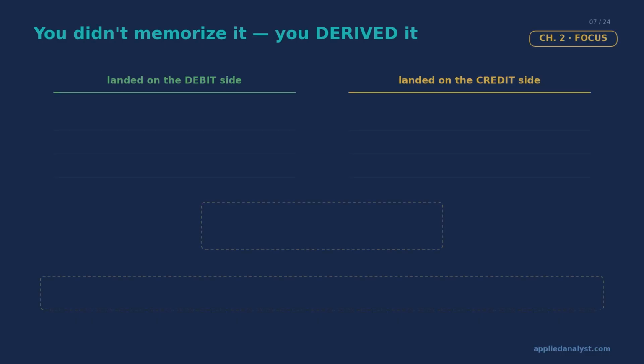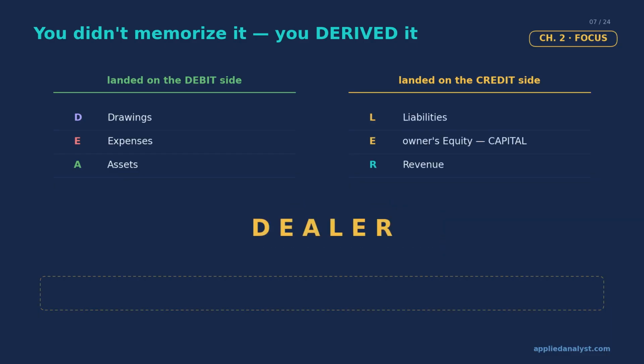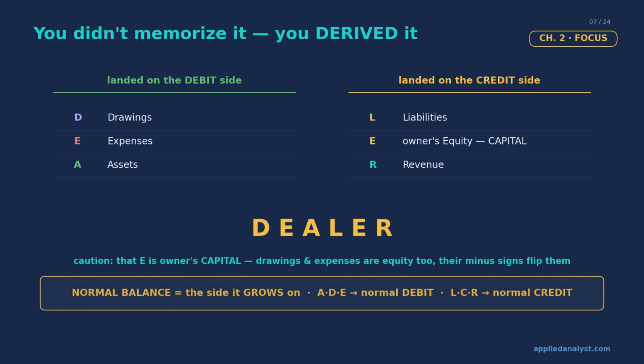Notice what just happened. Assets, drawings, and expenses landed on the debit side. Liabilities, owner's capital, and revenue landed on the credit side. Put them together, dealer. One caution, that E is owner's capital specifically. Drawings and expenses are equity too, but their minus signs push them across, exactly as the map showed. You didn't memorize that, you derived it. And that side has a name the exam wants. An account's normal balance is simply the side it grows on.